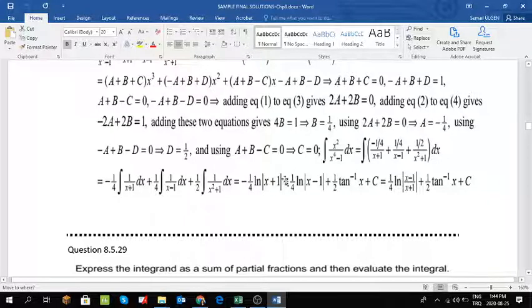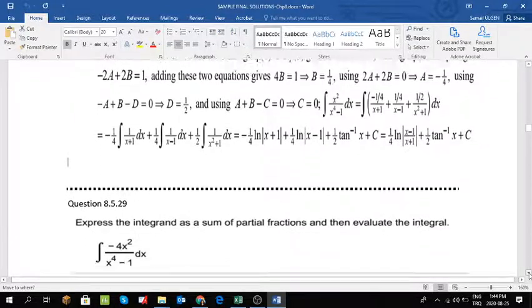And the first term is easy, it is natural log absolute value of x plus 1. The second one is easy, natural log of absolute value of x minus 1. Don't forget the coefficients here. This is 1 over 4, this is negative 1 over 4. And then the last one is arctangent, right? Arctangent x, don't forget the 1 over 2 in the front, plus the constant c. That's how we find it.